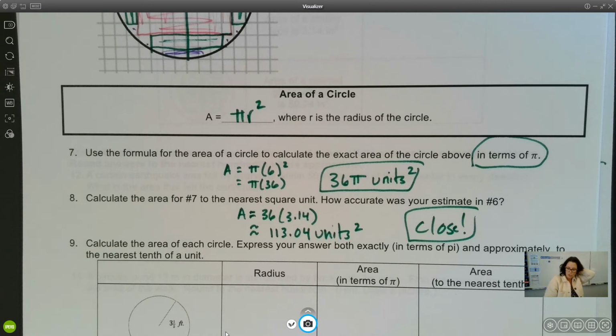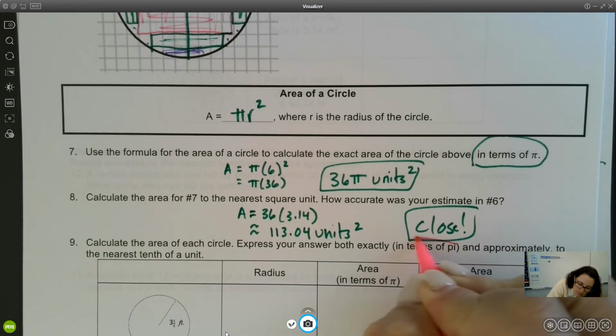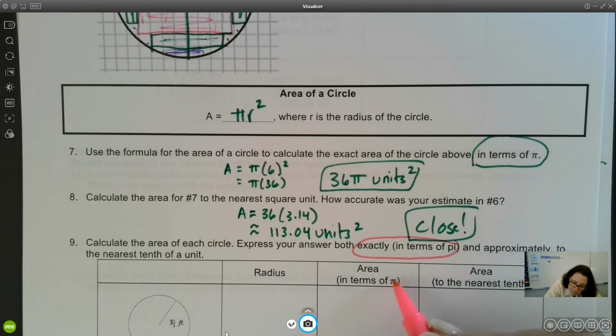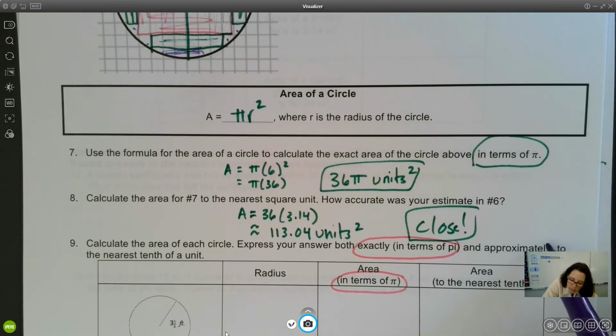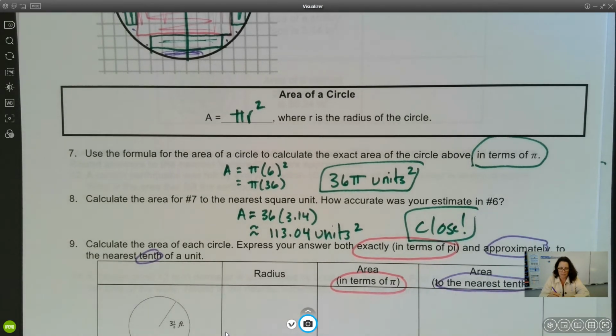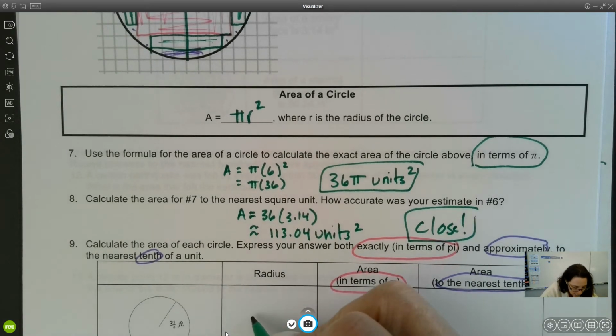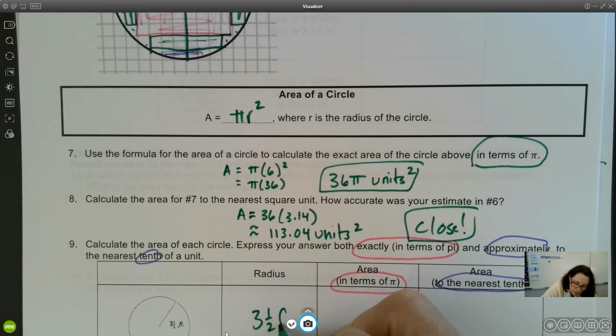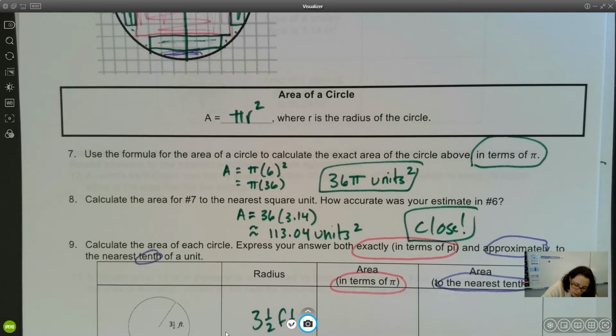Number 9. Calculate the area of each circle. Express your answer both exactly in terms of pi and approximately to the nearest tenth. All right, so exactly in terms of pi is here, and approximately to the tenth is going to be in this column. All right, so the radius. The radius is, that says 3.5. This says 2.4, and this says 5 miles.